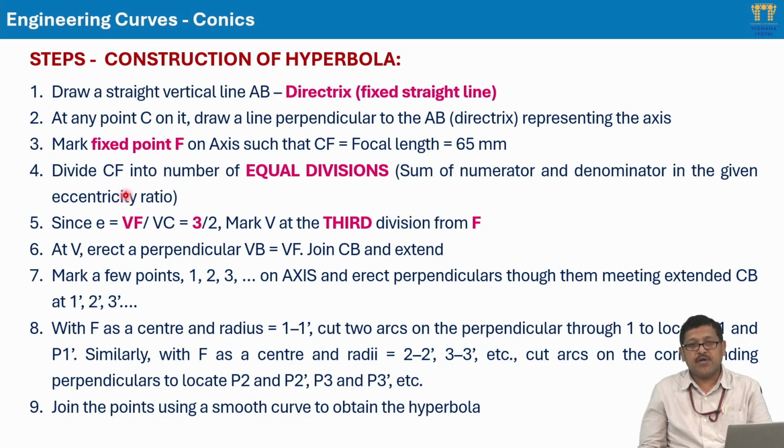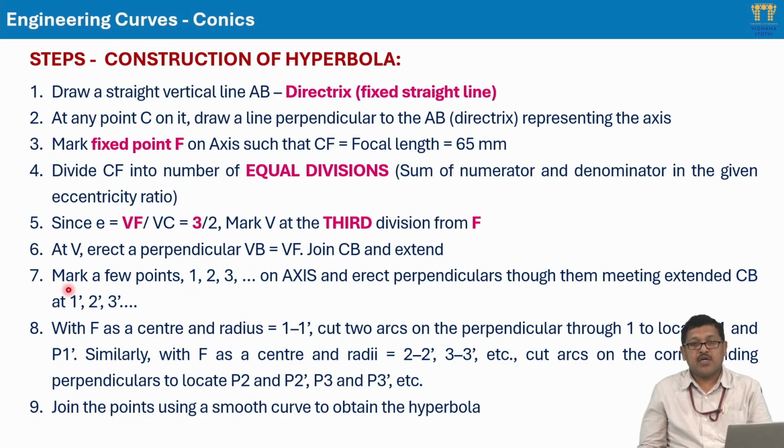So what we have done is we have already divided the CF length into 5 parts. So from the point focus F, we will measure 3 divisions and mark the vertex V. Then at vertex V, we need to draw a perpendicular. This perpendicular line length should be equal to VF. So once we draw this line V to B, we join the endpoint C on the directrix with B and extend it.